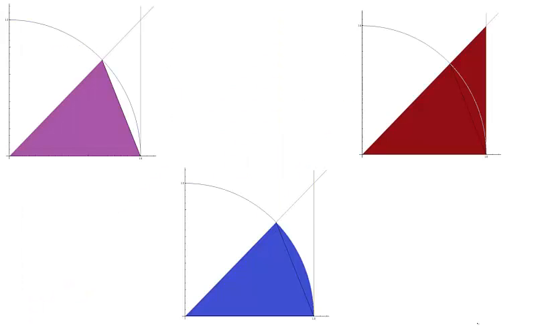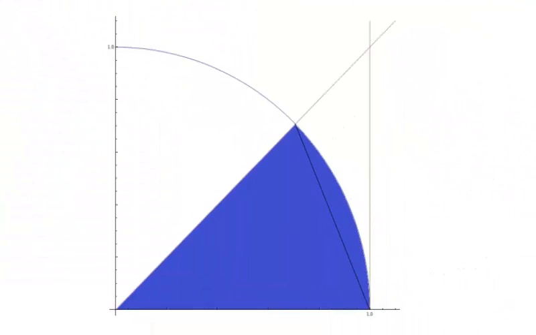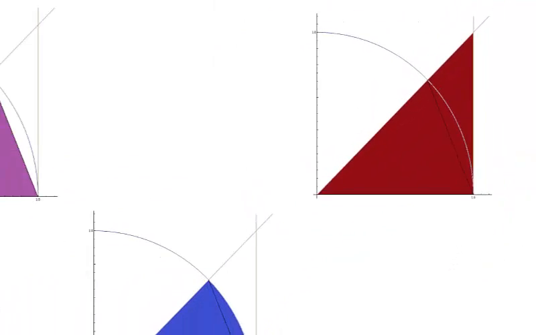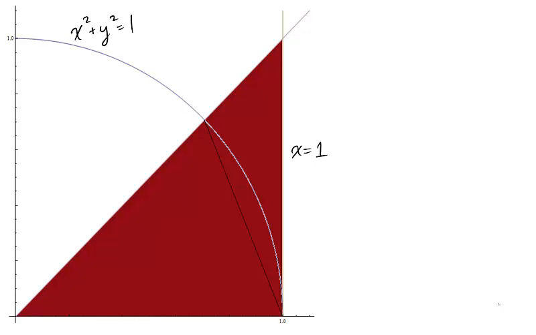We make these strange choices to obtain three shapes with increasing area: a purple triangle, a blue sector, and a red triangle. The area of the purple triangle is less than the area of the sector, which is less than the area of the red triangle. The three areas are to be used with the squeeze theorem. What are these areas? Let's begin by finding the area of the red triangle.